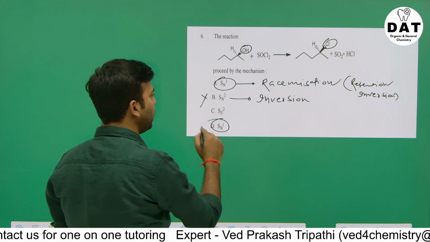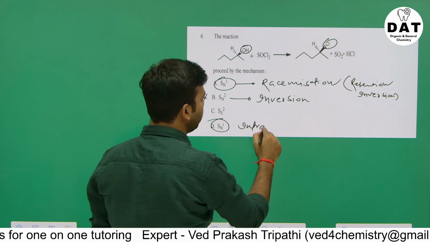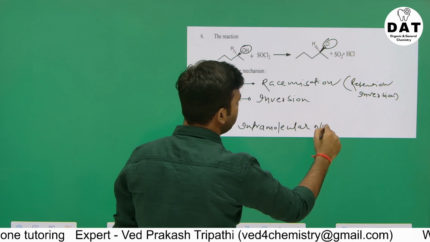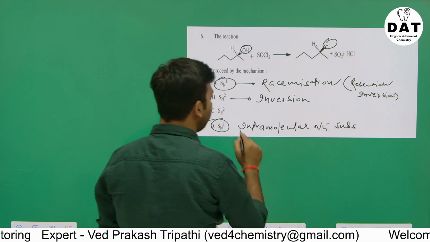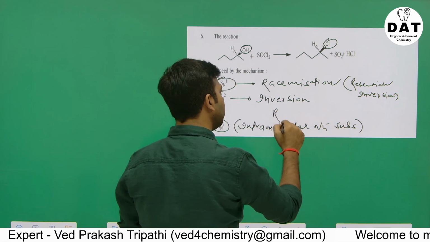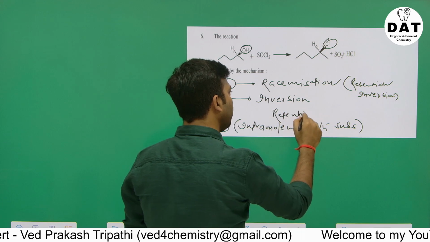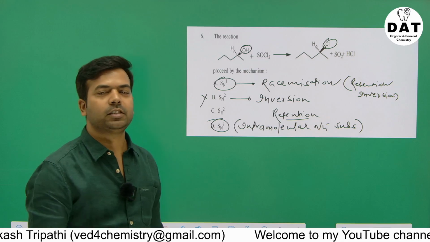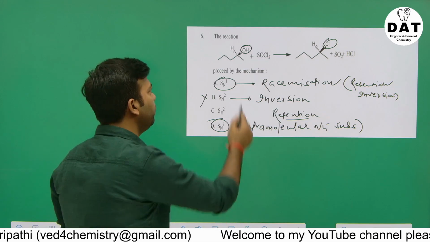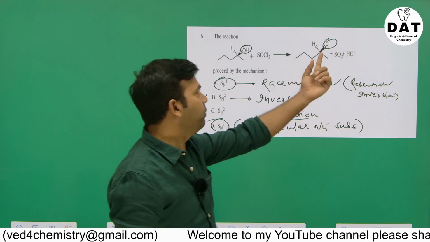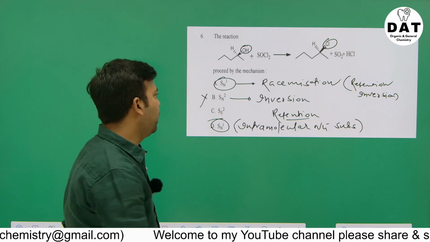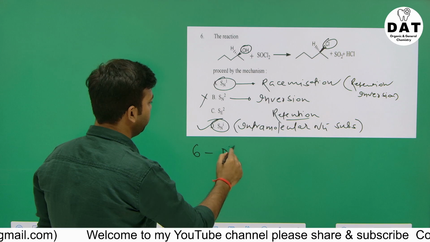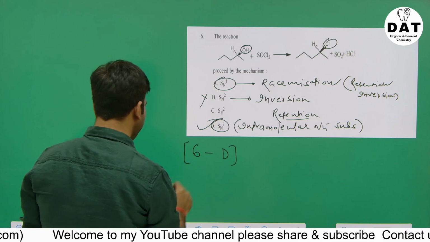SNi is called intramolecular nucleophilic substitution. And that is my retention. This is retention. So this is only retention here. Retention is what? When the nucleophile attacks on the same side of the leaving group. So leaving group on the wedge, nucleophile on the wedge. So this is called retention, and this is SNi. So 6D. I should write with the white.